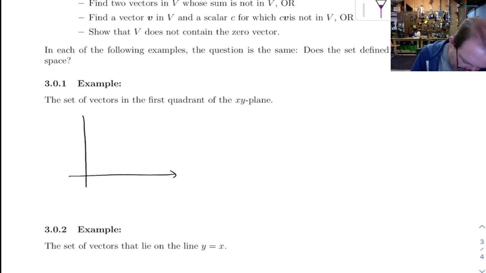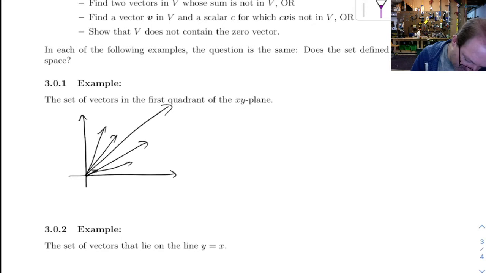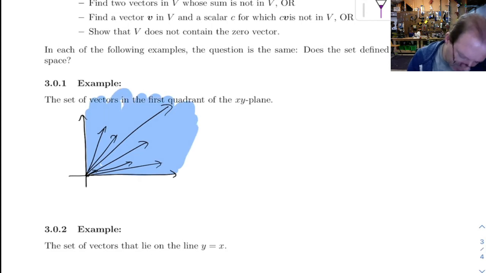Okay, so I'm going to draw the plane here. If we look at vectors that are in the xy plane, that's going to be in the first quadrant. That's going to be stuff that goes out here. All these guys, they start at the origin and go in that direction. In short, you get everything over here. So this is not a vector space, and here's the reason why. It's not closed under scalar multiplication.